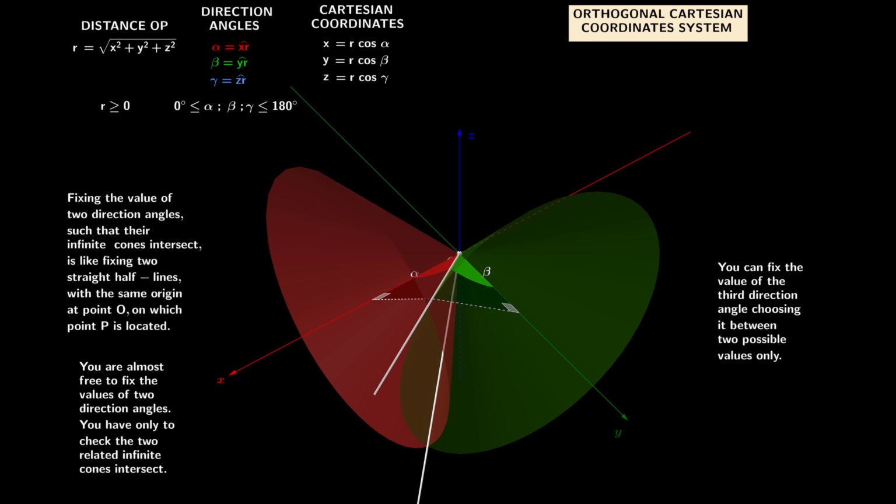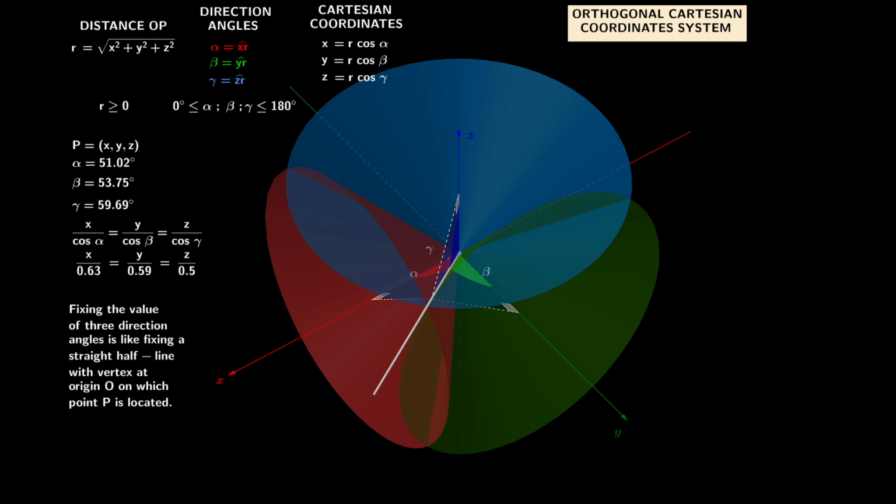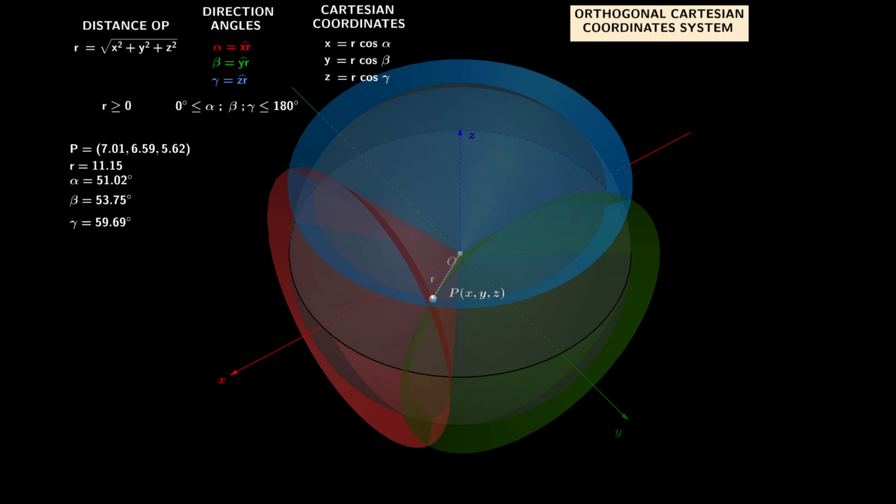The reason is that the three direction angles are not independent parameters. If you are free to fix the amplitude of two direction angles, you can fix the amplitude of the third one choosing it between two possible values only. You need a fourth independent parameter to completely define the position of a point in a three-dimensional space: its distance from the origin.